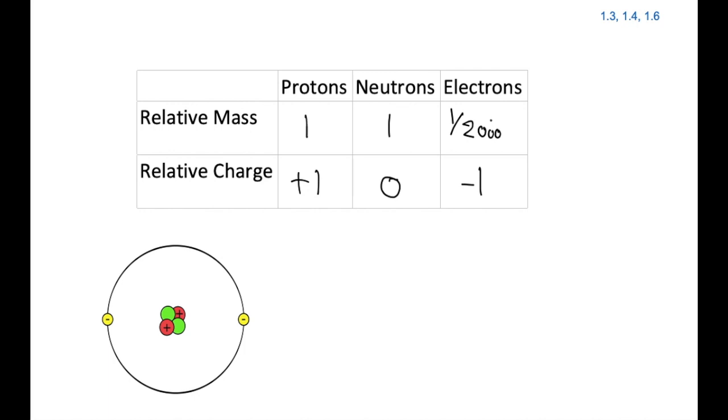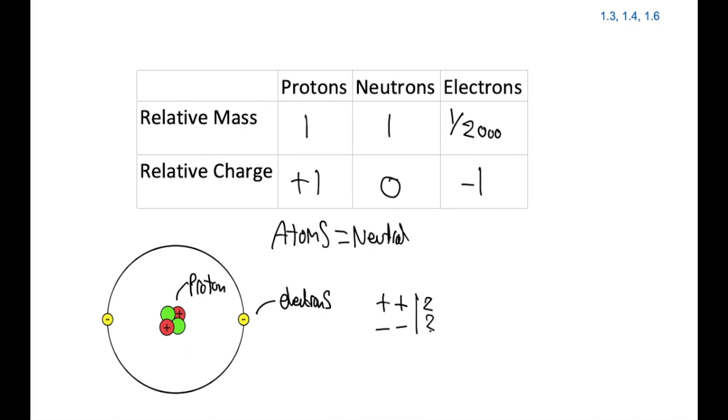And I'd like to talk a little bit more about relative charge. Atoms are, by definition, neutral particles. This means that atoms always have the same number of protons and electrons. So for this particular atom we have 2 positively charged protons at the nucleus and 2 negatively charged electrons in the surrounding electron shells, and this balances out the overall charge to 0.